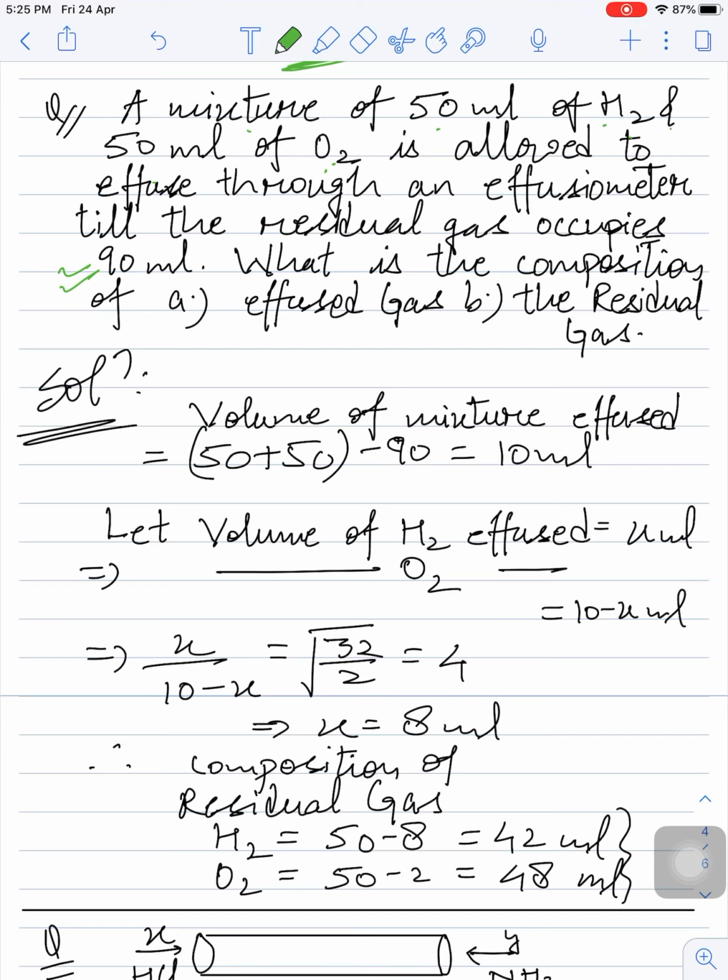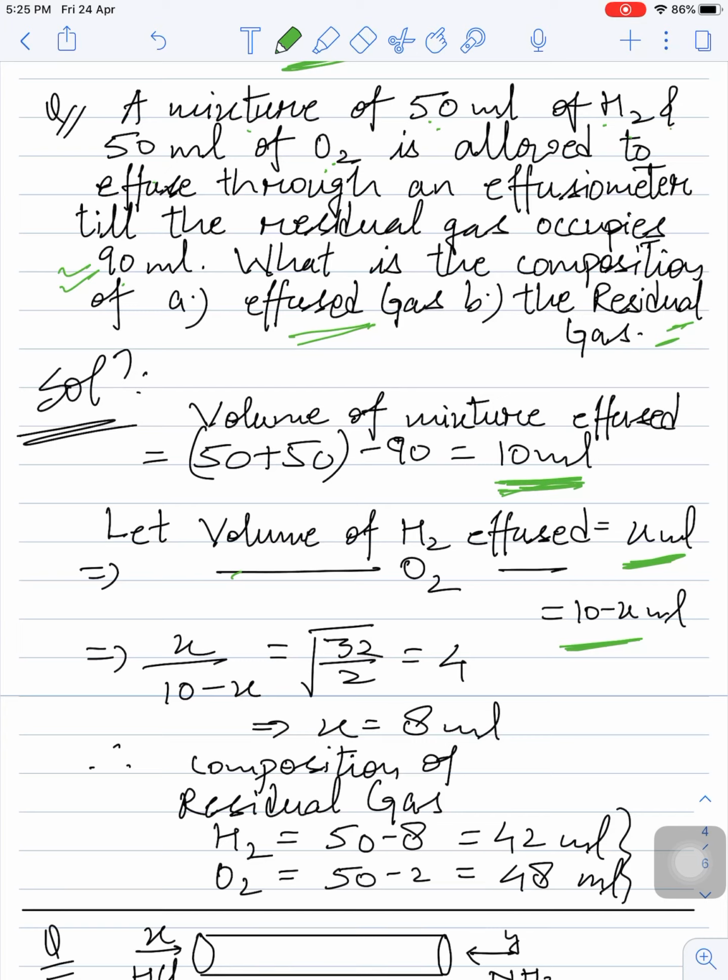What is the composition of effused gas? The gas which is left, what was the composition, and what is the composition of residual gas? So the total volume was 100 ml and residual volume is 90 ml. So the gas effused out is equal to 10 ml. So let us say out of 10 ml, the volume of hydrogen effused is equal to x ml and the volume of oxygen effused is equal to 10 minus x ml. So this is obviously V1 and this is V2, isn't it? And this is happening at the same time. So V1 by V2 equal to D2 by D1.